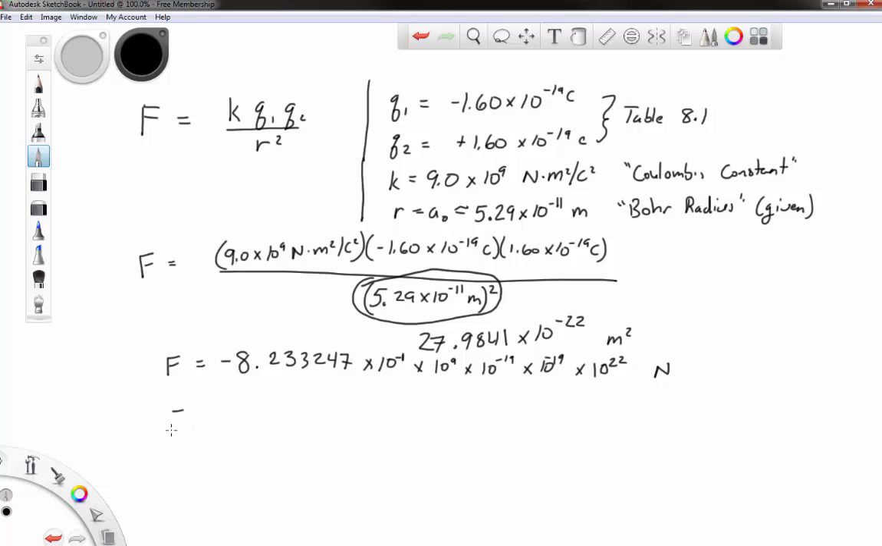So this basically means that this force is going to be 8.23347 times 10 to the minus 8 newtons. And the fact that it's negative, this minus sign that's in here, just basically means that it's an attractive force. So the two are being pulled towards each other by this force.